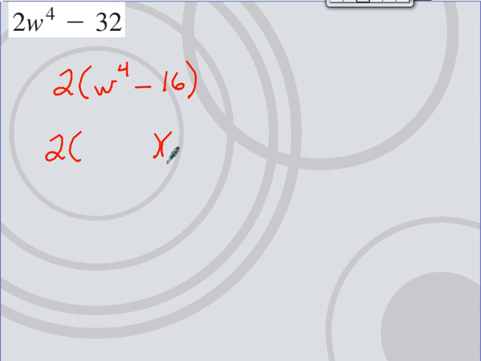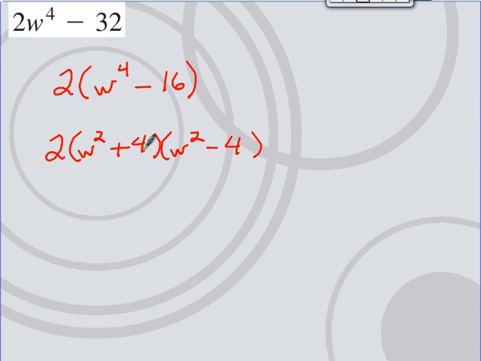2 sets of parentheses. Difference of squares factors into the square root, w squared, plus and minus. What goes next, Brett? Plus and minus what? Good. Are we done? Still w squared, isn't it? If at all possible, when you're factoring, you want to keep going until you have w to the 1st, if possible.